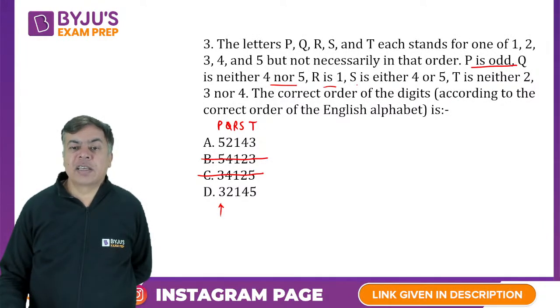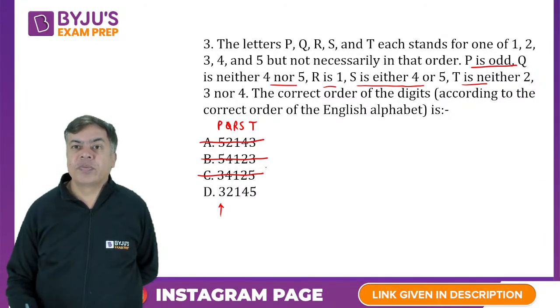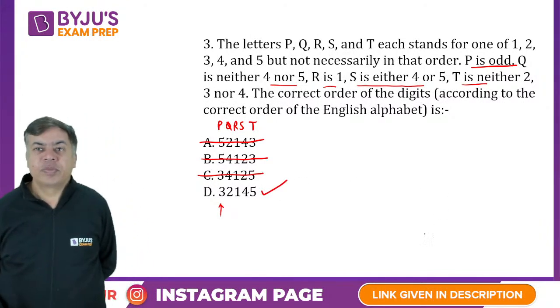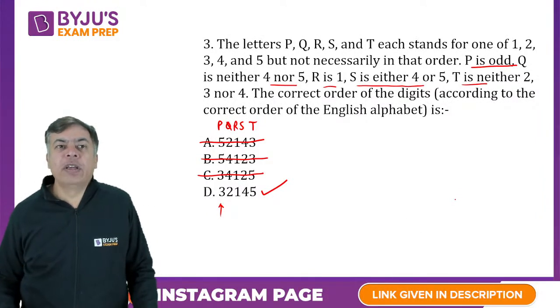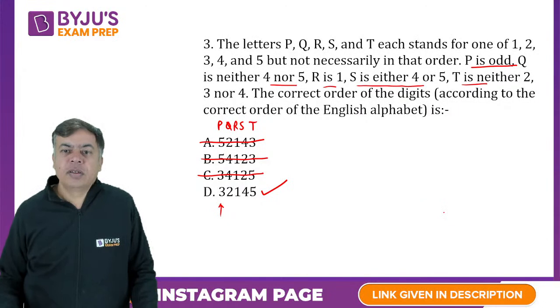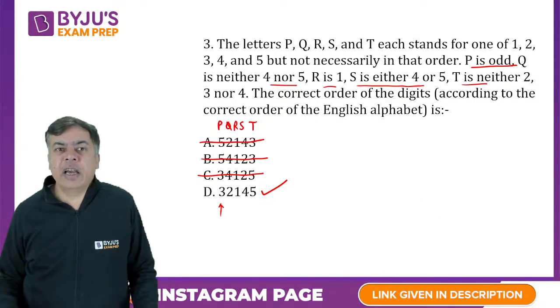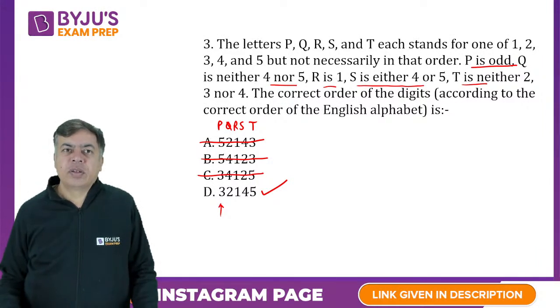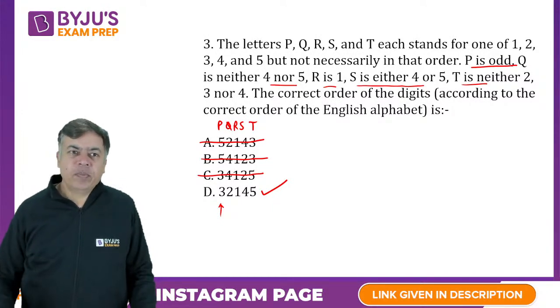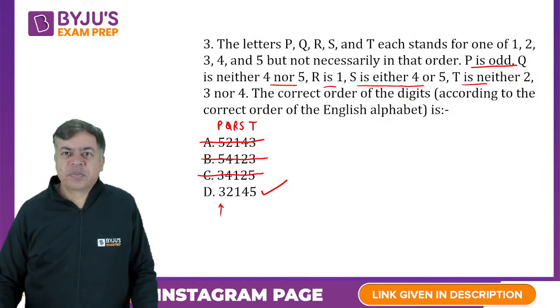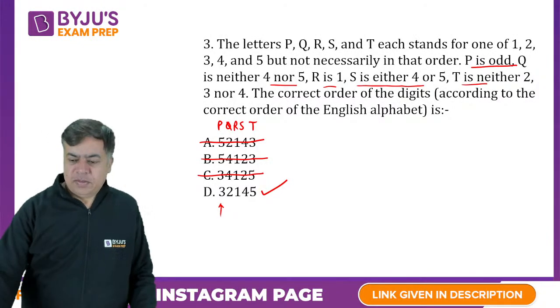R is 1, that is correct. S is either 4 or 5, that is also correct. T is neither 2, 3 or 4, so T cannot be 3. So this is my correct answer. You just eliminate the options and you will get that D is the only one following all the conditions. Just read the condition and eliminate what is not possible. This would be an easier method. So let's move to the next one.